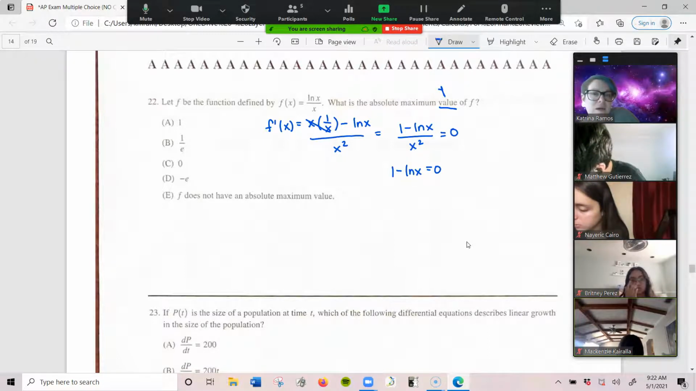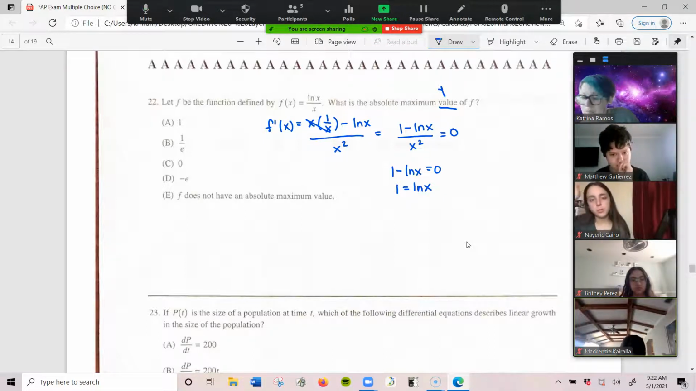So you can add the ln of x. 1 equals the ln of x. And then to cancel out the ln, we would apply e to both sides. Yeah? So e, and we get that x is equal to e. Now this is when the derivative is equal to 0.